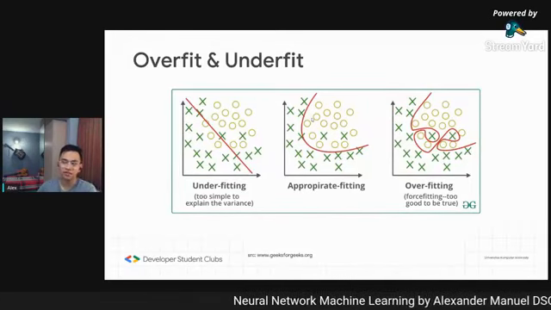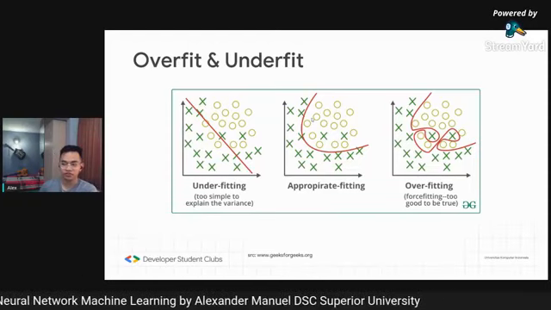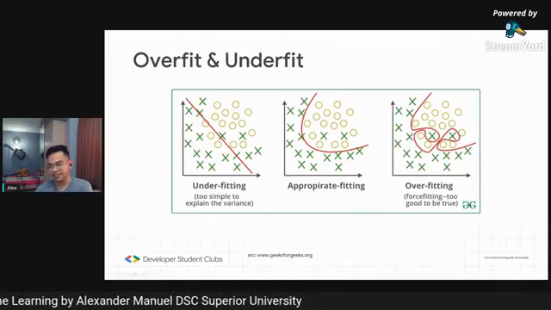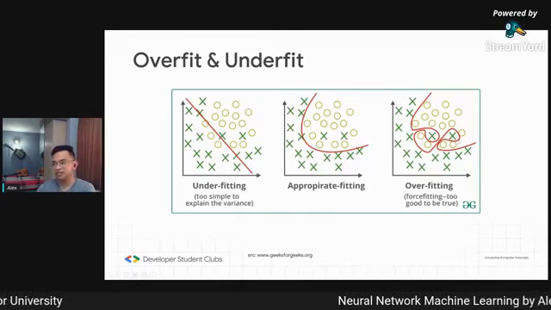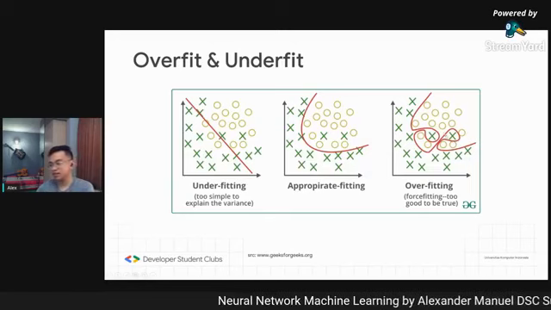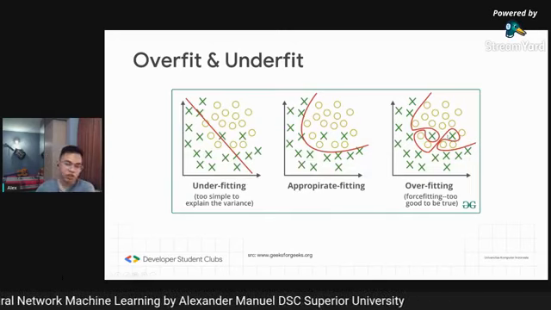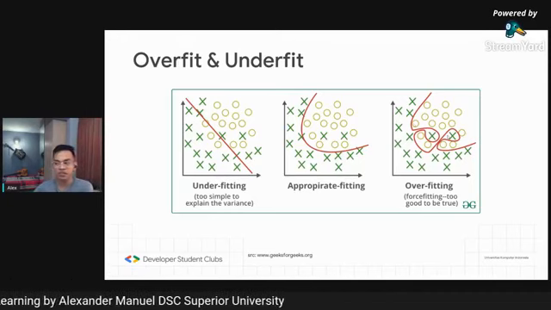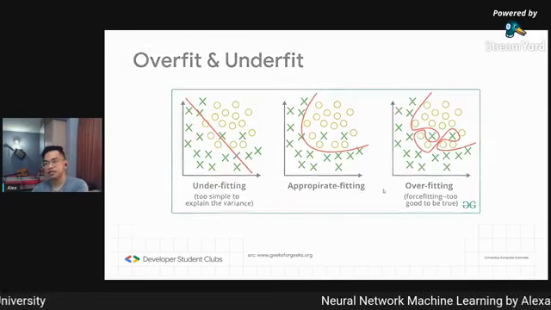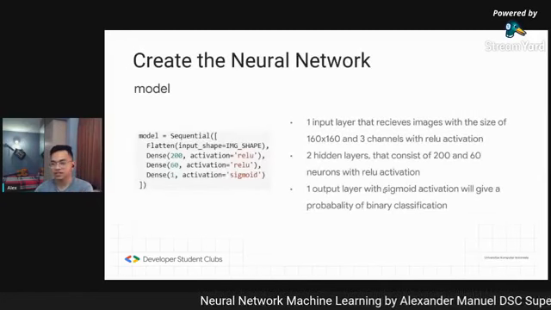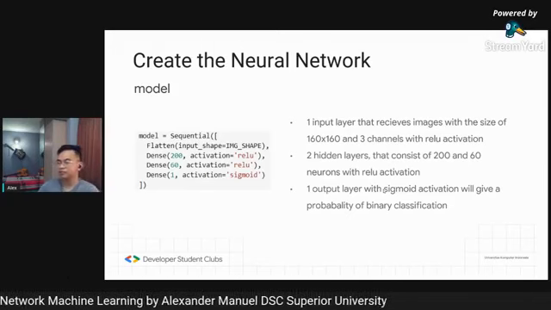Predicting is about something that hasn't happened before. So if you're only remembering the data, you will miss this kind of thing. For instance, when this circle goes somewhere in here, it will be missed by the model. Okay, so that's about the data set. We're going to create the model.